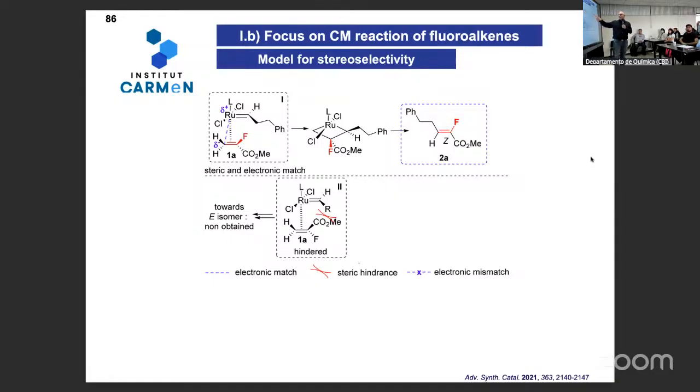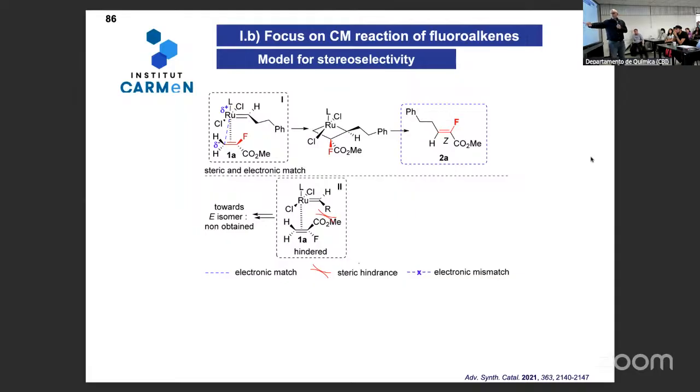If we want to have access to the Z1, we have to have this kind of access. It is possible because we have steric and electronic match here. So we got this kind of intermediate, and we have only the Z isomer. We never saw the E isomer in this kind of way.